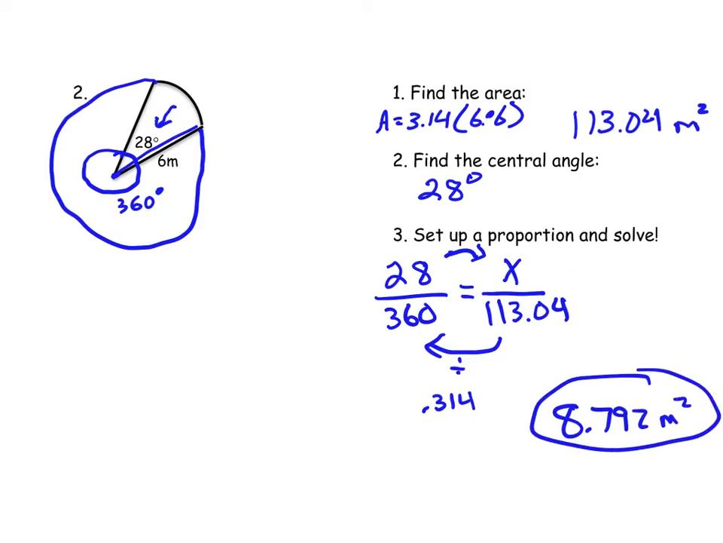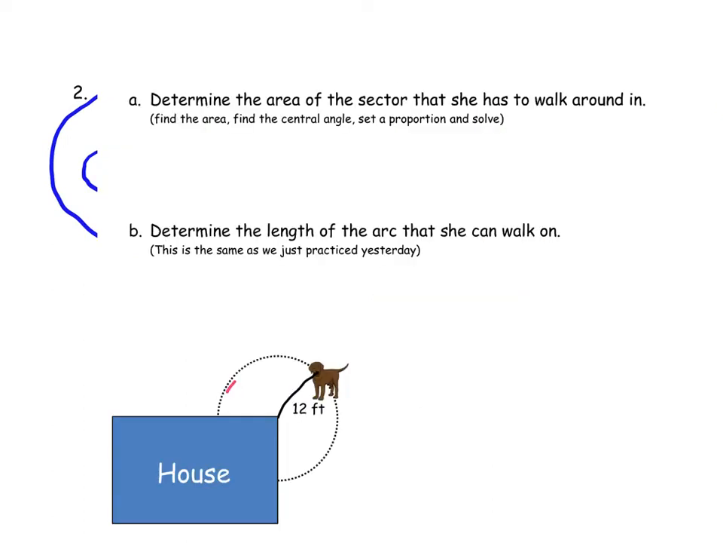One last example. It says, in my front yard, my dog has to be tied up on a 12-foot rope. Determine the area of the sector that she has to walk around in. So there's a picture down below there. Here's your dog. This is the area that your dog can walk around in. Notice it gives you the radius of 12 feet from the edge of the corner of the house here to the outside.